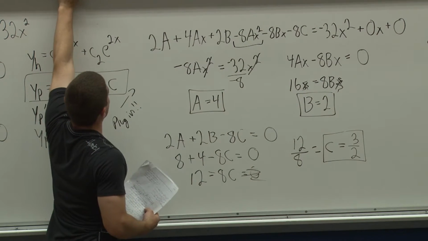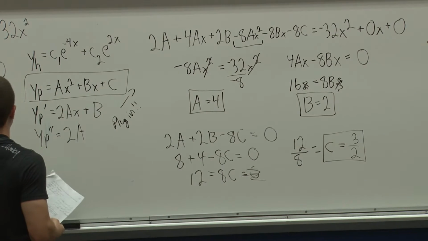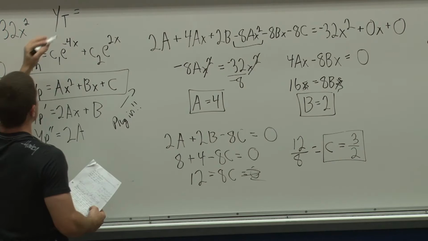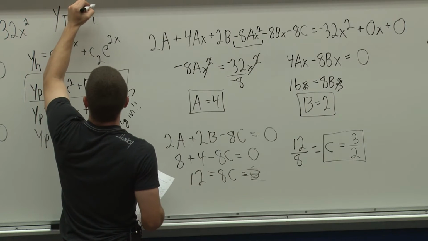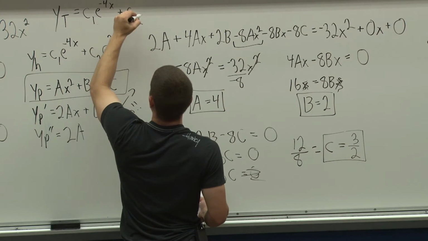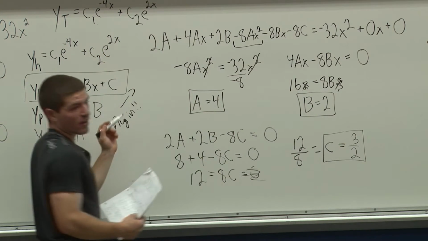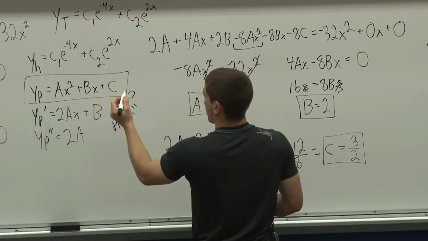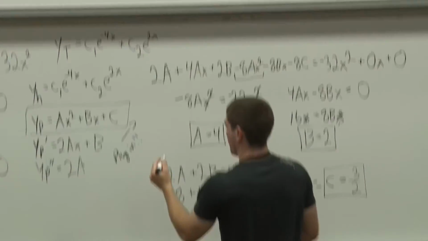Do we have room up there? Yeah, I'll write it on the top. So y total equals our homogeneous, which is going to have both of our constants. It's e to negative 4x plus c2. Can everybody see that? Yeah? OK. If someone said no, I probably would have just kept going, because I have nowhere else to put it.